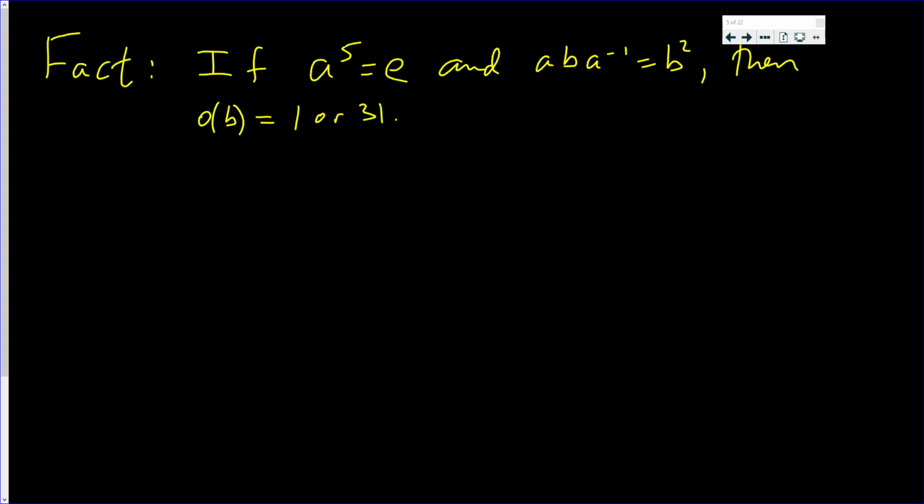This video will prove the following fact. If a to the fifth equals e and a inverse equals b squared, then the order of b is either 1 or it's 31. I should also mention this is all happening in a group G where a and b are members of the group.